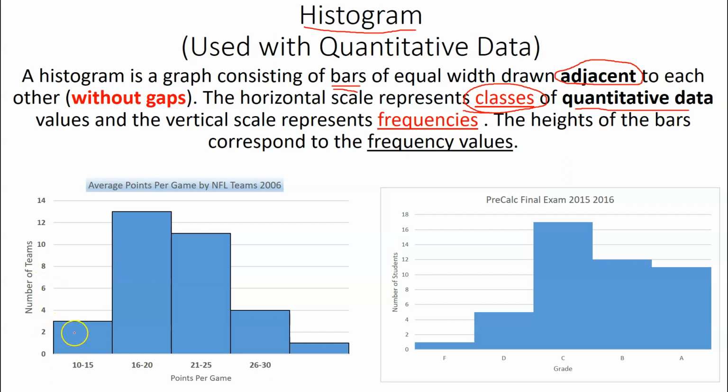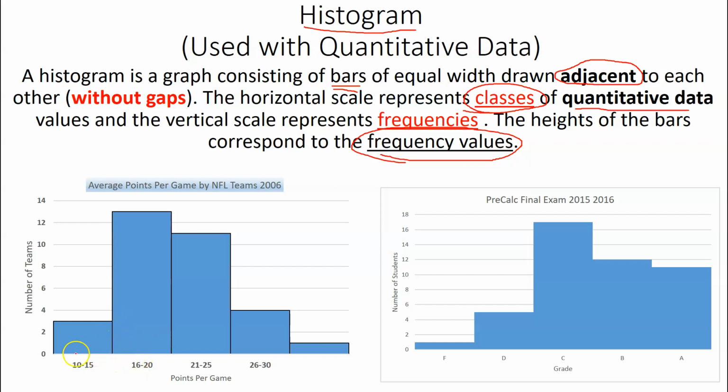How many times did things show up? Like 10 to 15 here showed up, it appears to be 3 times. 16 to 20 appears to be 13 times that it showed up. That gives you the frequency values. So the vertical is always the frequency values. The horizontal is always the classes. So the things that make it: classes, frequencies, no gaps, because we go right from 15 to 16. There should be no gaps here.